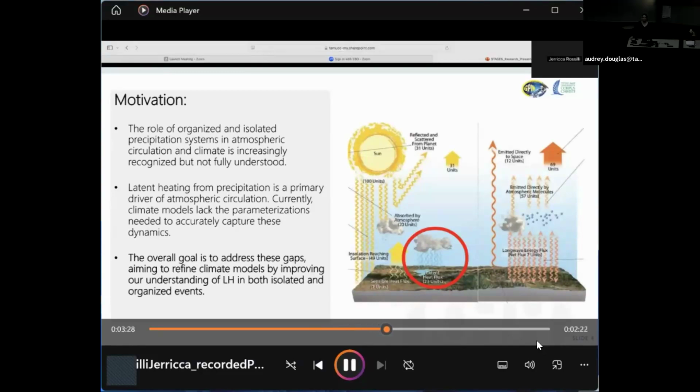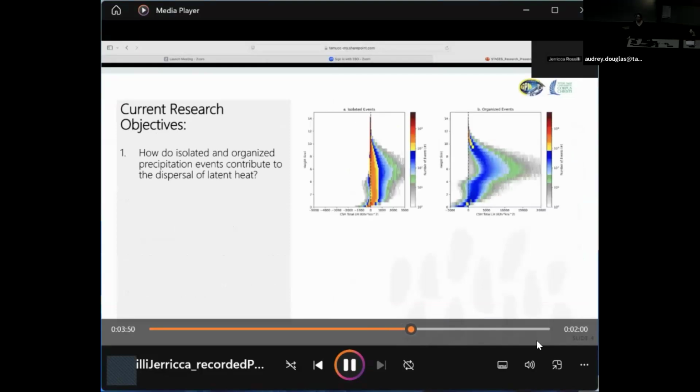The goal of my research is to address the climate model gaps. We want to refine the climate models by improving our understanding of latent heating for both types of systems. With that being said, my current research objectives are first to understand how isolated and organized precipitation systems contribute to the dispersal of latent heating. And I've done a little bit of work with that already. You can see that in the figure that just popped up.